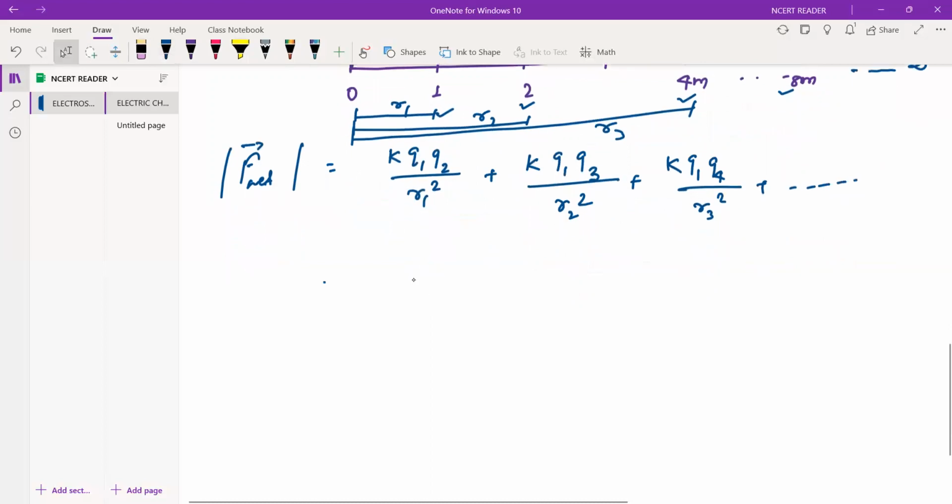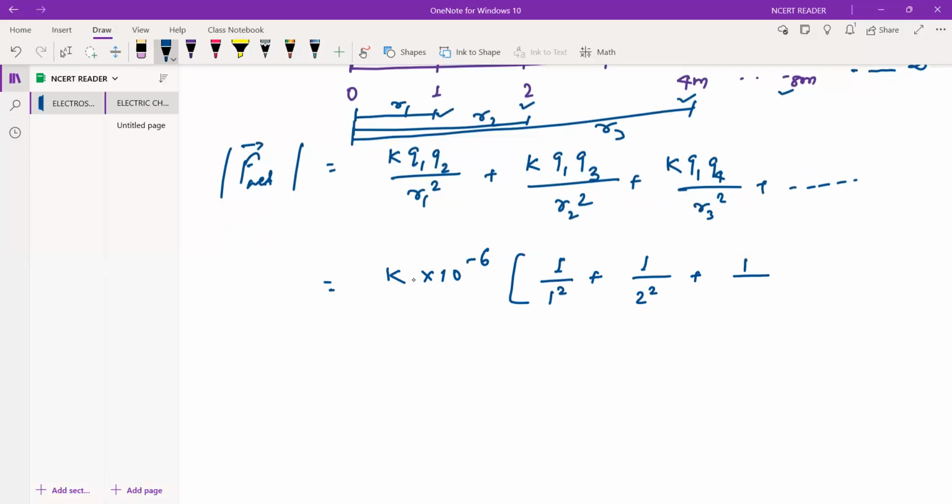How we can calculate, let's see. So k value, then 1 microcoulomb, here we have this k value, and this microcoulomb I'm taking as 10 to the power minus 6 outside the bracket. The first charge is kept at 1 meter, so it will be 1 divided by 1 square. Then the second charge is kept at 2 meters, so it will be 1 by 2 square. Next charge will be at 1 divided by 4 square. And likewise, the charges will go till infinity.